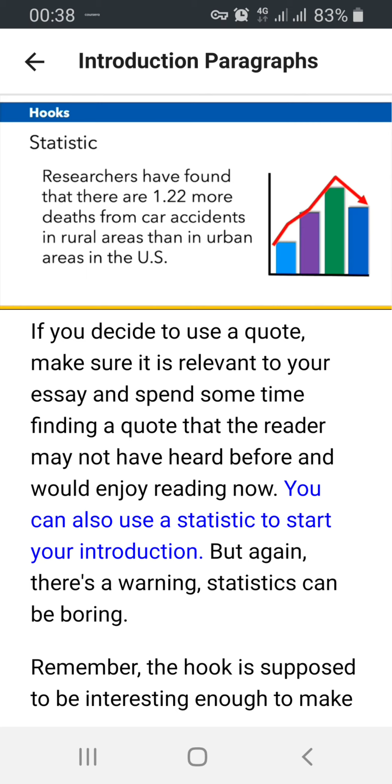You can also use a statistic to start your introduction, but again, there's a warning. Statistics can be boring.